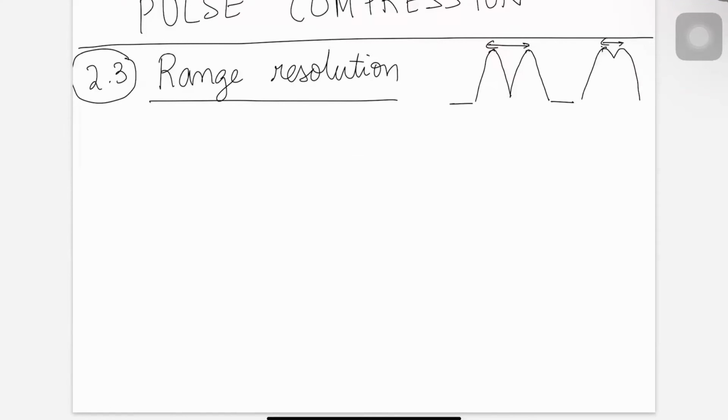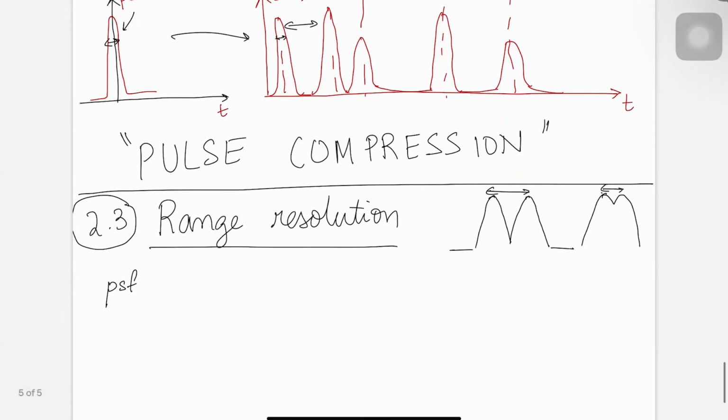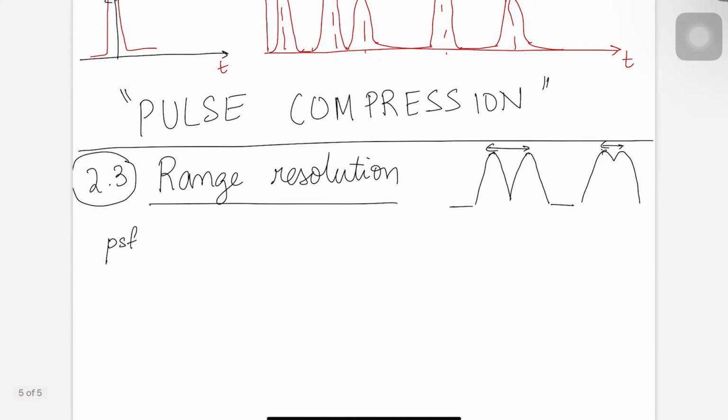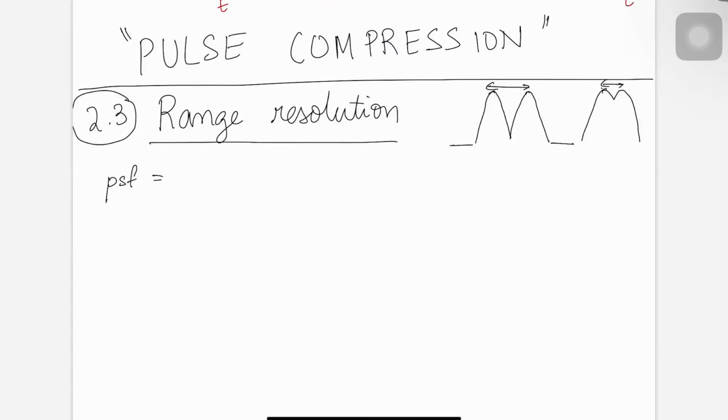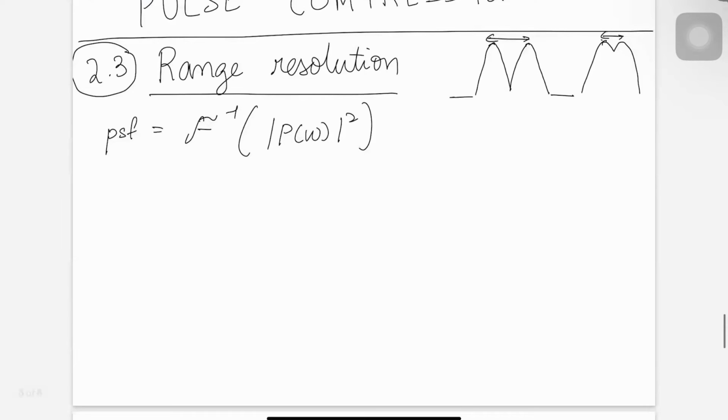If you go back, it's obvious that this range resolution depends on your point spread function, right? Because if the point spread function is thicker, then these pulses would become too close to each other. Since the point spread function is what matters here, that's all you really need to look at for range resolution. So let's just review. The point spread function is the inverse Fourier transform of the power spectral density of your matched filter.